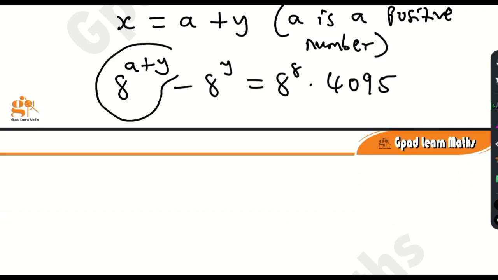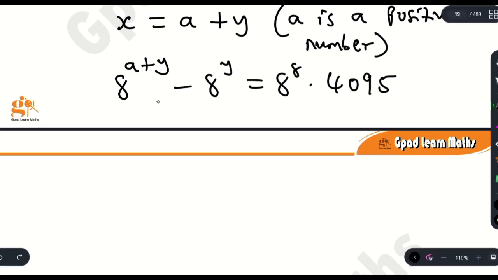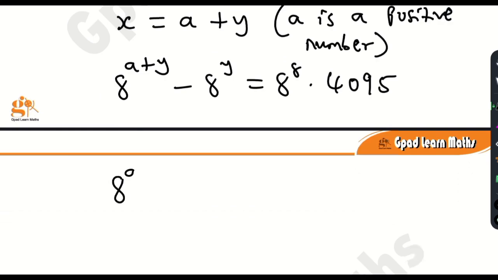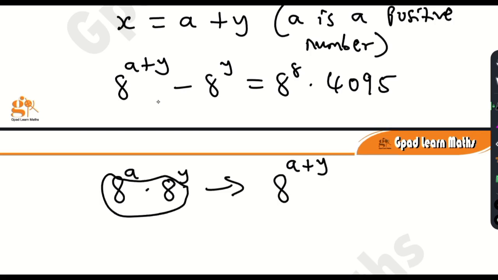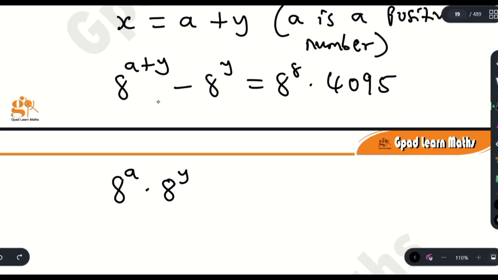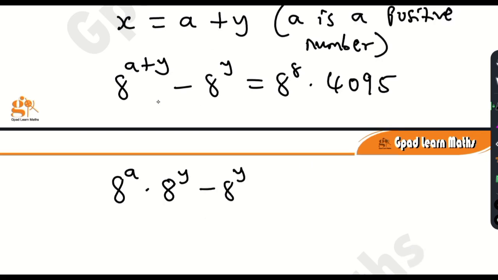Now, like I did before when I changed it from one form of indices to another form, what do you have here? 8 raised to the power a plus y. I can rewrite it like this: 8 raised to the power a times 8 raised to the power y. Because if you have equal bases multiplied together, if you want to group them as one using the law of indices, this can be rewritten as 8 raised to the power a plus y, because they have a common base, so you add the exponents. Now let's move on. I'm going to write minus 8 raised to the power y, and this is equal to 8 raised to the power 8 times 4095.